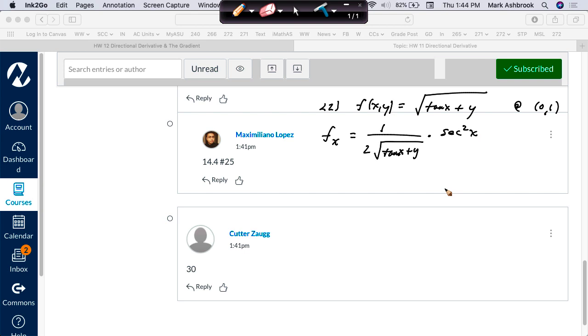So that's the partial with respect to x. What about y? It's the same thing, minus the secant squared, but this will be the derivative with respect to y inside, and that will just be 1. So it'll be 1 over 2 times the square root of tangent x plus y, times 1 this time, right? It's the same square root of a function of y. So you do 1 over 2 radical, and then times the derivative of the interior, which is 1.